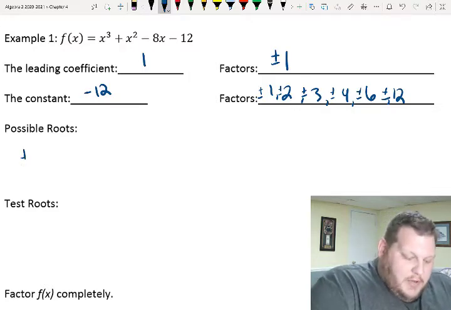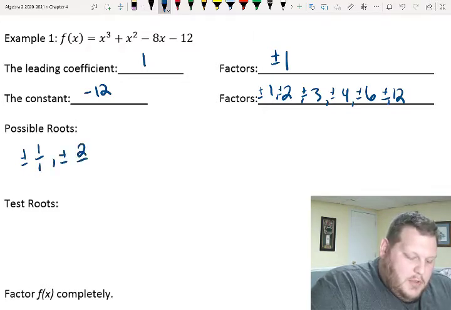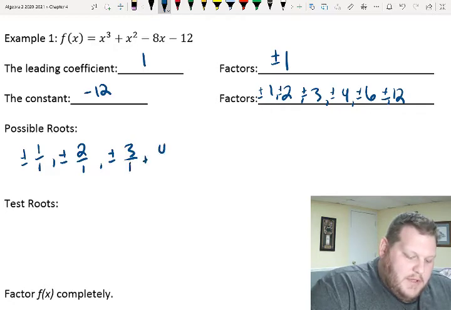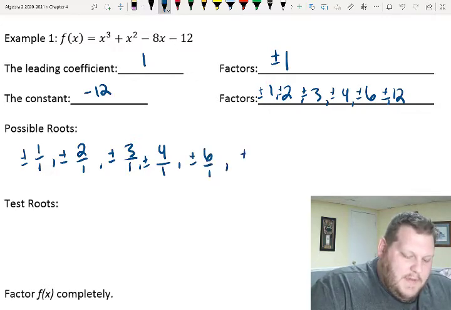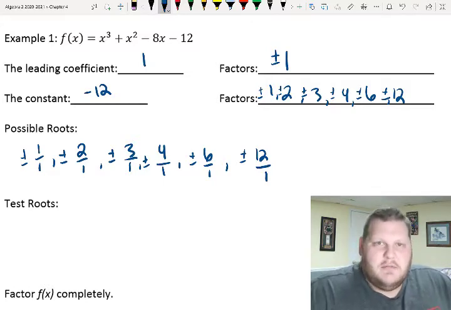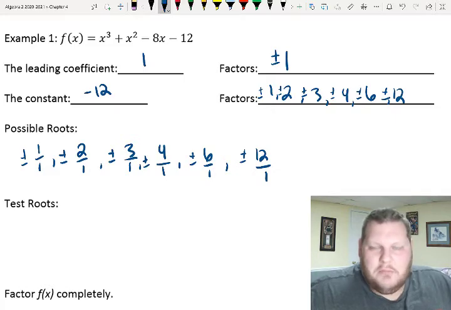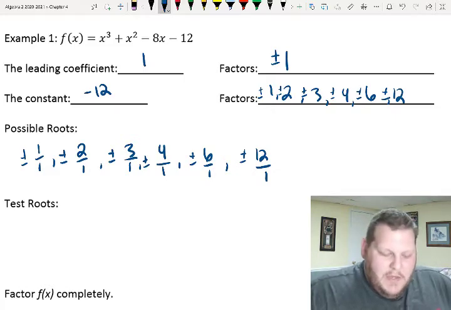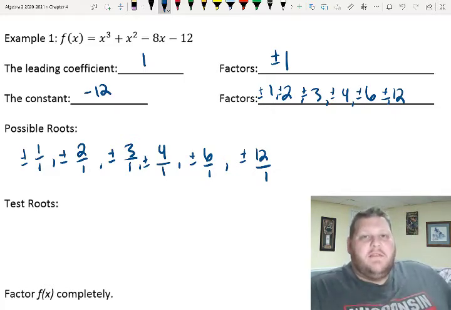So I end up with plus or minus 1 over 1, plus or minus 2 over 1, plus or minus 3 over 1, plus or minus 4 over 1, plus or minus 6 over 1, and then plus or minus 12 over 1, which we realize is really just the list of those factors of my constant, because dividing by 1 is not going to make any difference. So that gives me my list of factors to start with.